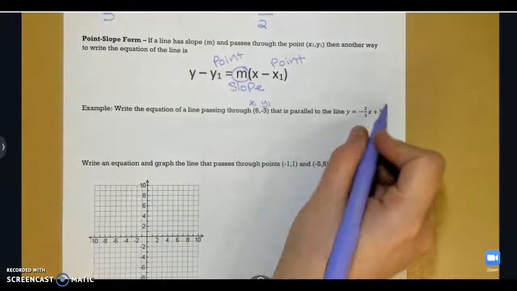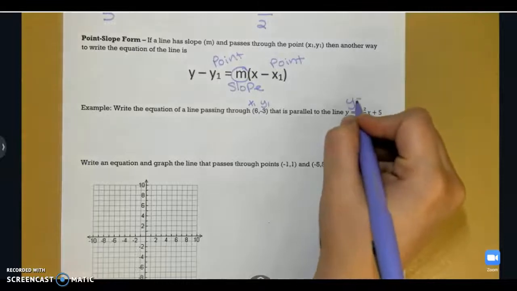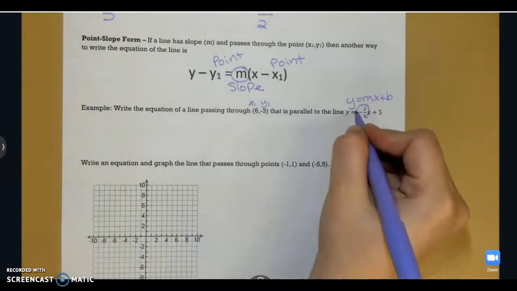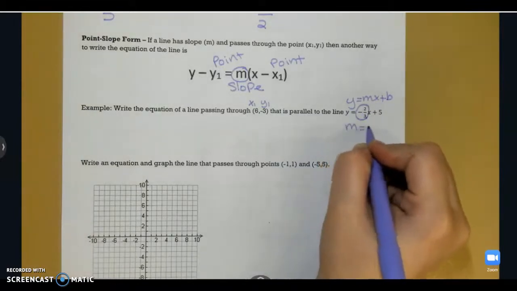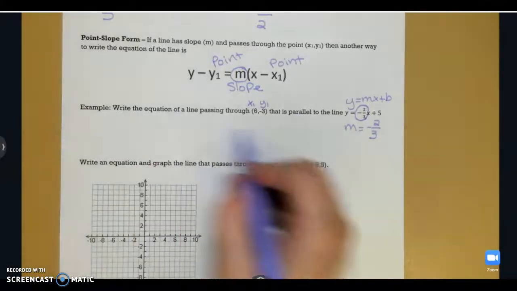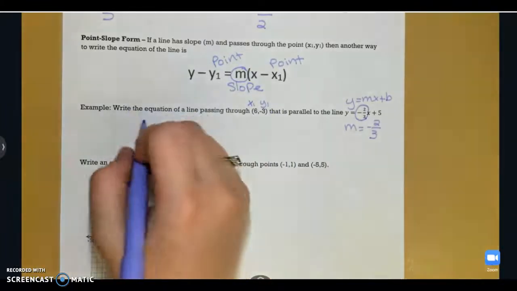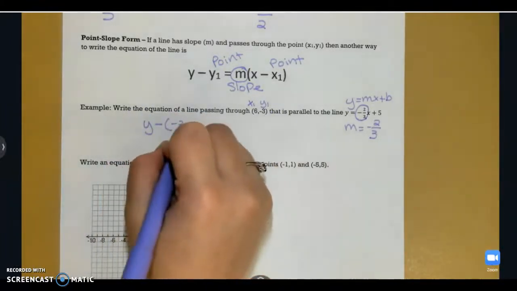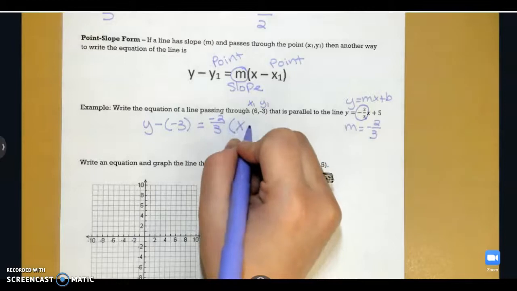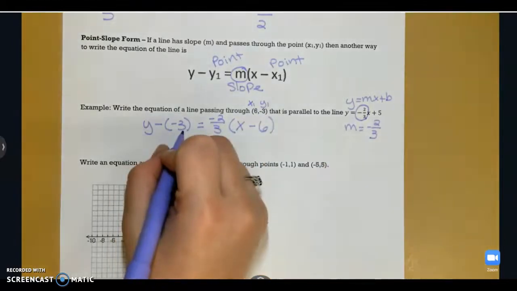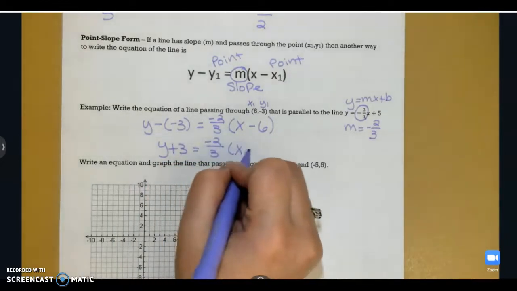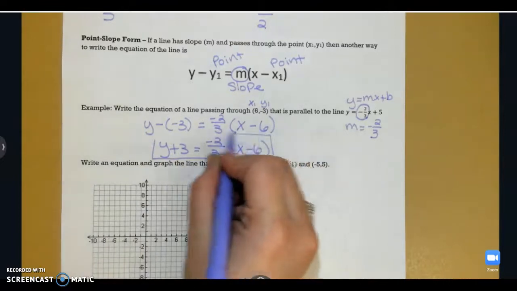So if we're told it's parallel to this line, now remember this is slope-intercept form here. So that number that's being multiplied on the x is going to be my slope. So the slope of this line is negative 2/3. And a parallel line is going to have the same slope. So there's my slope for the line in this example. So that's going to be y minus y1, which is negative 3, equals our slope, negative 2/3, times x minus x1, which is 6. Now this minus and negative does become plus, so that's the only simplification I need to do. And here is our final equation for our line.